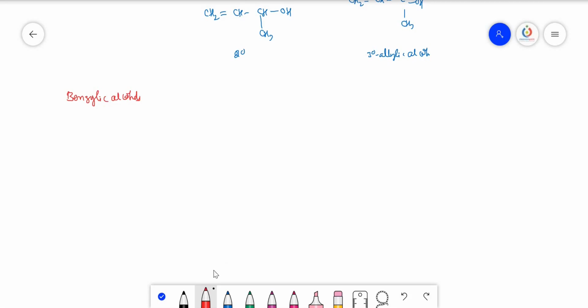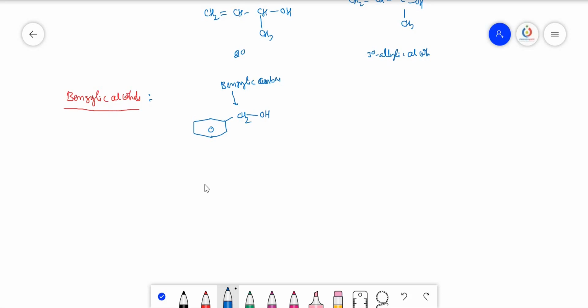Benzylic alcohols. In these benzylic alcohols, the OH group is bonded to the benzylic carbon atom. You must see what it means by benzylic carbon atom. We know that this is benzene to which a carbon atom is bonded. So the carbon bonded to the benzene is called the benzylic carbon. So this benzylic carbon, if it is having any OH group, that is called the benzylic alcohol.